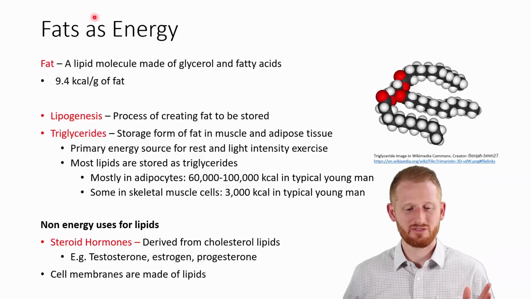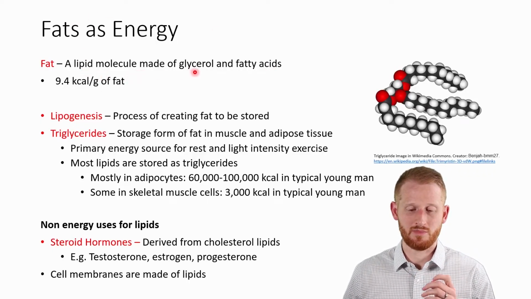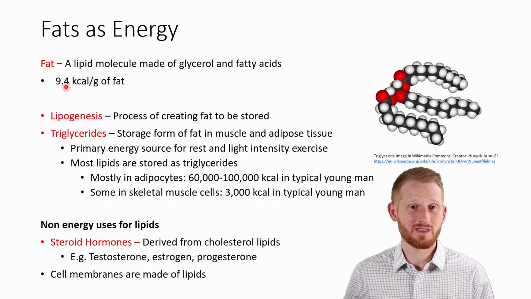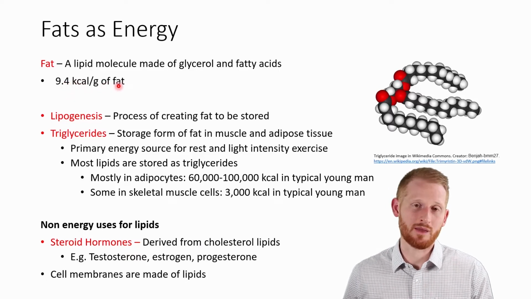Fat is actually where we get most of our energy during rest and also low intensity exercise. So let's go ahead and talk about fat and fat metabolism here. So what is fat? Fat is simply a lipid molecule that combines glycerol and fatty acids into something our body can get energy out of. When we break down fat in our bodies, we can get 9.4 kilocalories per gram of fat.